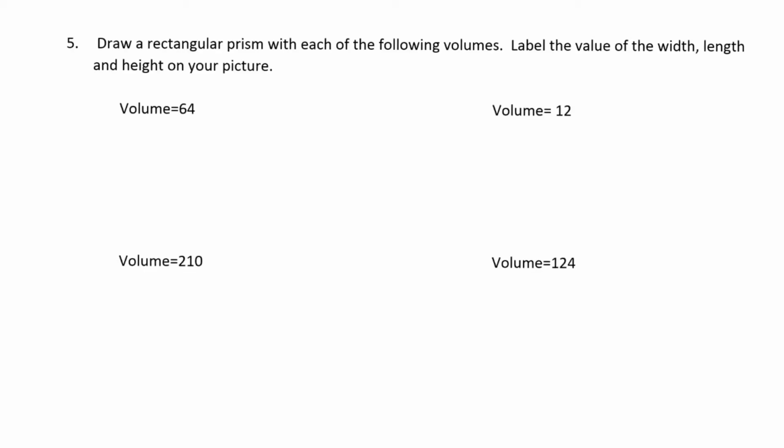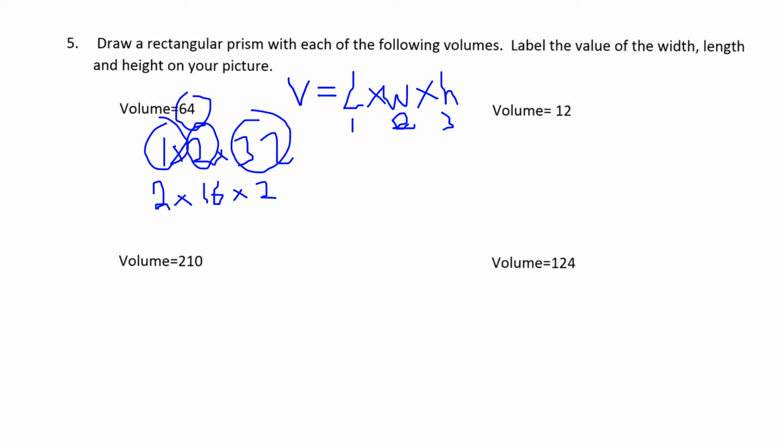Now in this question, there's actually a lot of different answers that would work. But what do we need to do in order to figure out how these work? You just got to remember that the formula for volume is equal to length times width times height. So what you need are just three different numbers that multiply to give you whatever volume you're looking for. So if I need a volume of 64, I need three different numbers that could give me that.